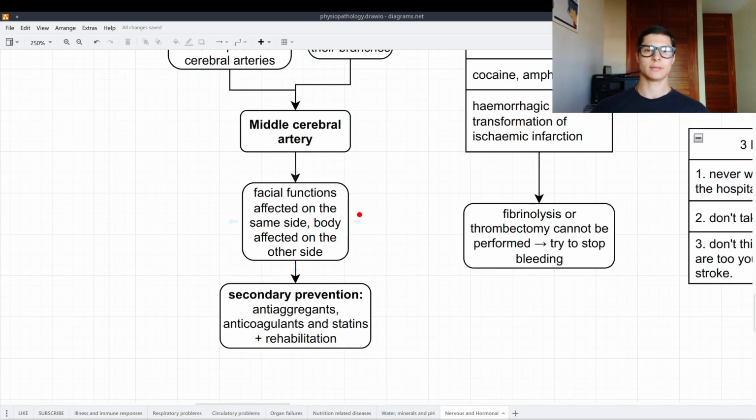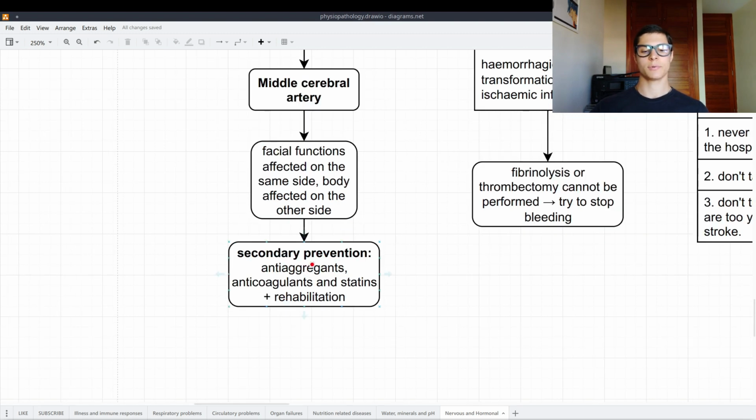Here we have to say that the facial functions are affected on the same side of the necrosis, whereas the body functions are affected on the other side. This is because the nerves cross after the medulla. Secondary prevention is with antiaggregants, anticoagulants and statins, plus rehabilitation.